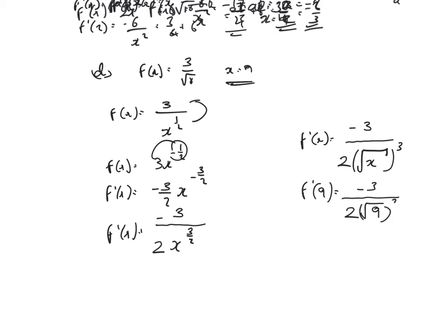F dash 9 equals minus 3 over 2 lots of the square root of 9 cubed. It's minus 3 over 2 lots of, what was the square root of 9? Square root of 9 is 3. What's 3 cubed? Cubed is 27. 3 times 3 times 3. And that'll give me minus 3 over 54, which can simplify down to minus 1 over 18, final answer.